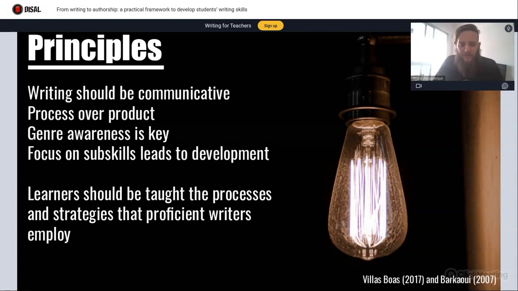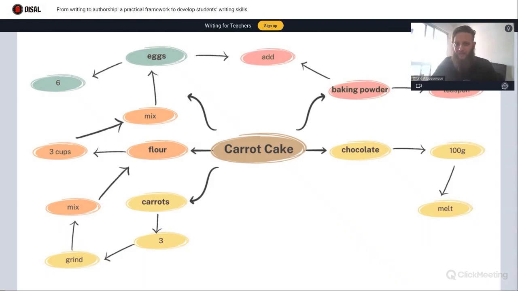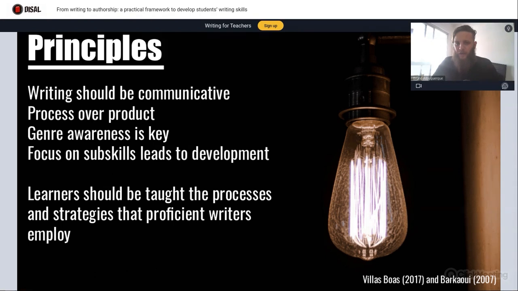And a piece of information that shocked me is that proficient writers spend 80% more time on the planning phase when compared to novice writers. Novice writers are much more likely to sit down and write, whereas proficient writers spend 80% more time planning the text, gathering ideas, organizing the ideas, and deciding how these ideas will come to fruition.